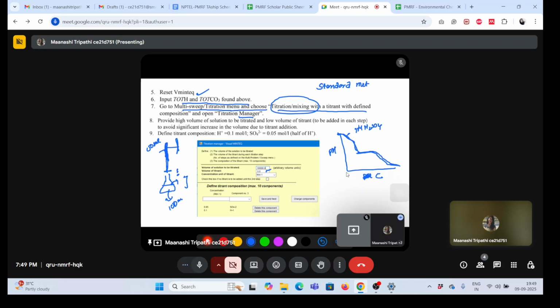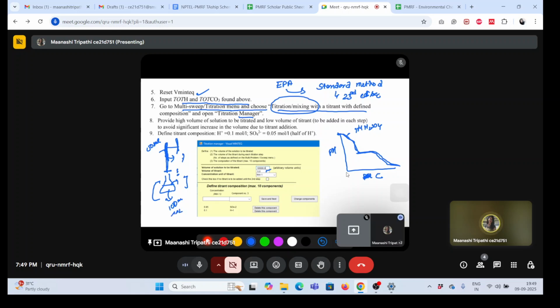If we read the standard method, the latest edition is the 23rd edition, given by the EPA, Environmental Protection Agency. If we read that method, it says that we have to do all types of correction for the changing volume because of the titrant that we are adding. Like if 2 ml is added, there will be a change to 102 ml, right?